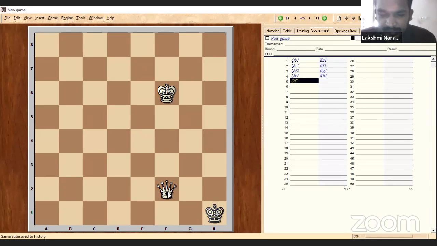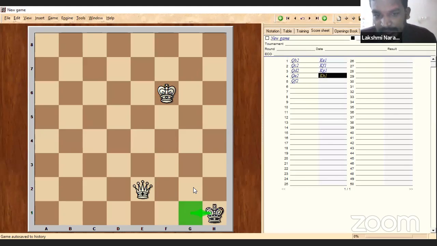Stalemate, exactly. Okay, so when the king is not in check and the king is unable to move, it's called stalemate. And when the king is in check and it is unable to move, it's called checkmate. So when the king is unable to move and not in check, it's called stalemate.